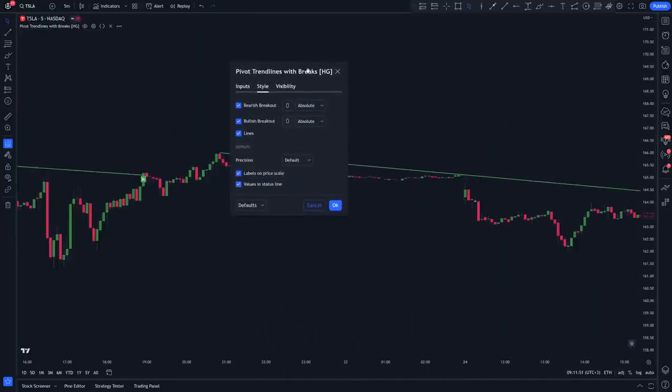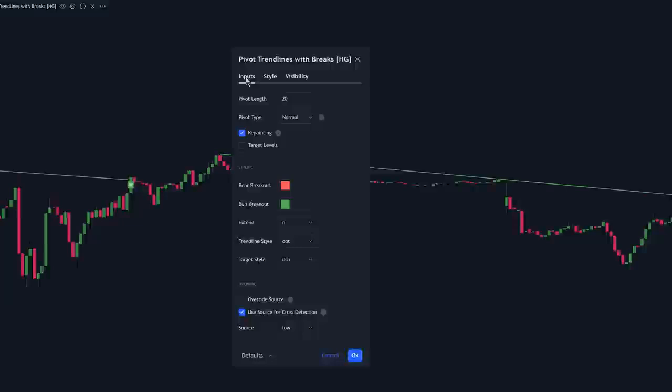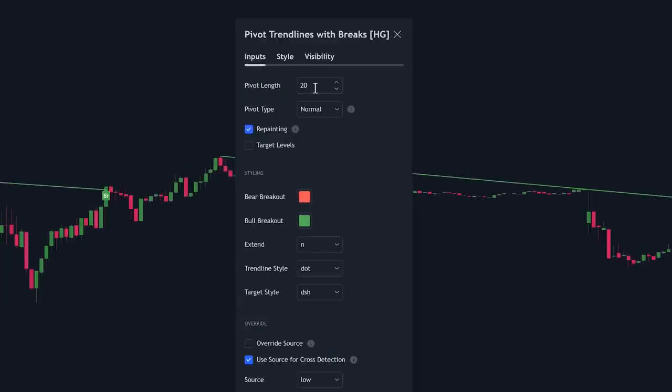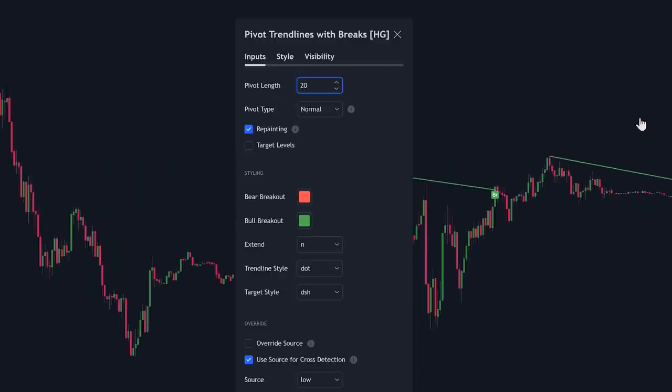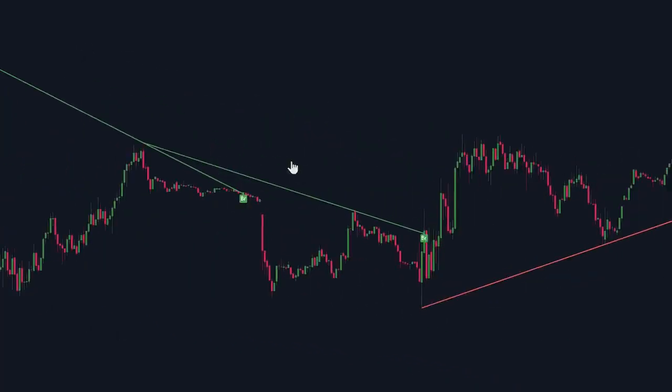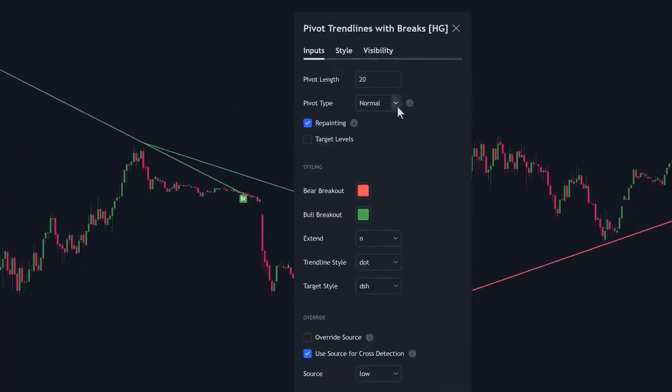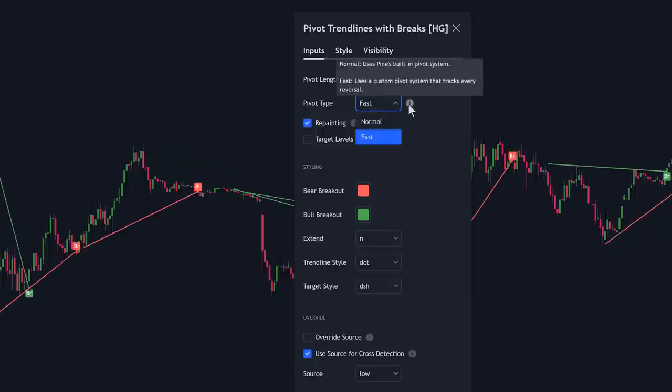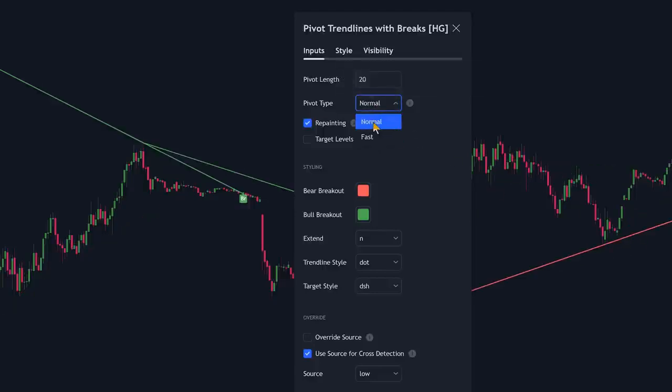This indicator also includes several customizable settings. The pivot length allows you to adjust the number of bars required to form a pivot point. This can be especially useful if you're looking at different timeframes or if you want to fine-tune the indicator to suit your trading style. Next, we have the pivot type setting. Here you can choose between two options, normal and fast. The normal option uses TradingView's built-in pivot system, whereas the fast option uses a custom pivot system designed to track trend reversals. For this strategy, we're gonna stick with the normal pivot setting.